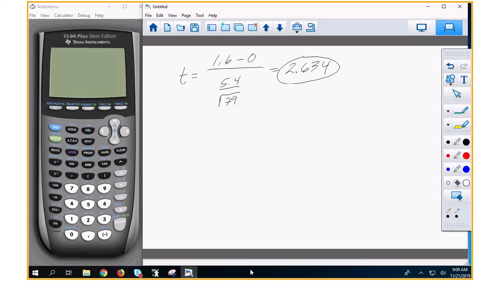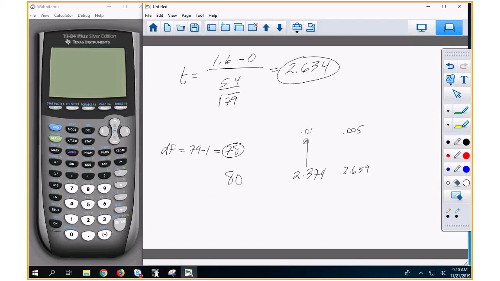Now, if you look up the t-score, your degrees of freedom is going to be what? 79 minus 1, which is 78. So you're going to look up the closest number to 78 in your t-table, and that comes up to be 80. You're going to look up 80, and find the closest number to 2.634, and that is 2.374 and 2.639, I think. And that's at 0.01 and 0.005.